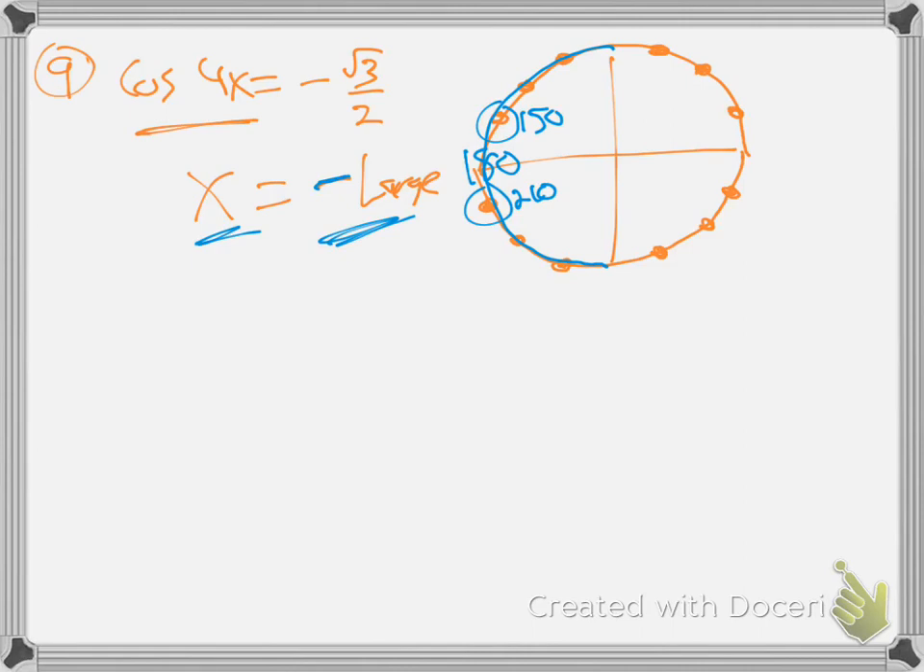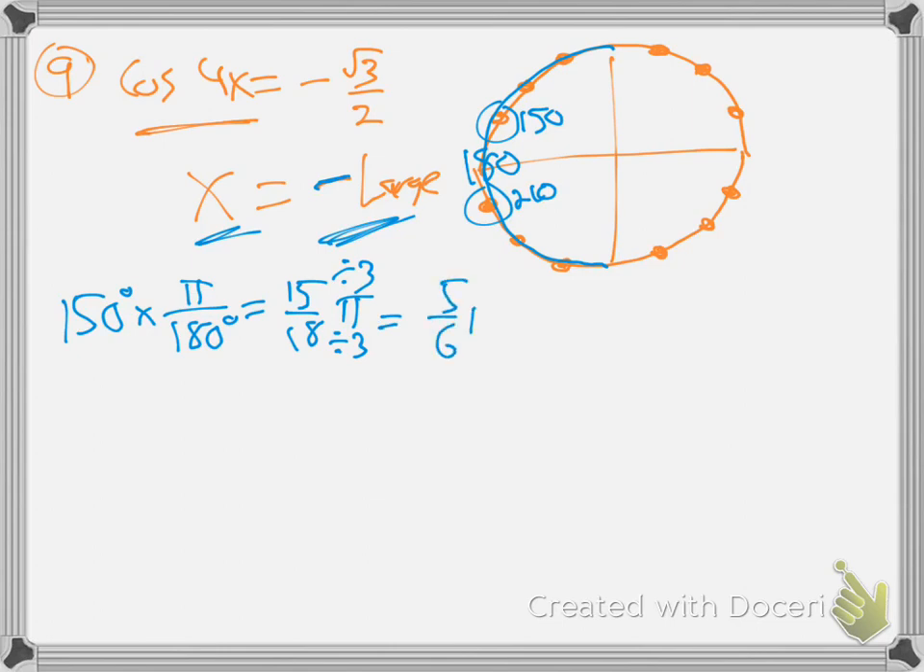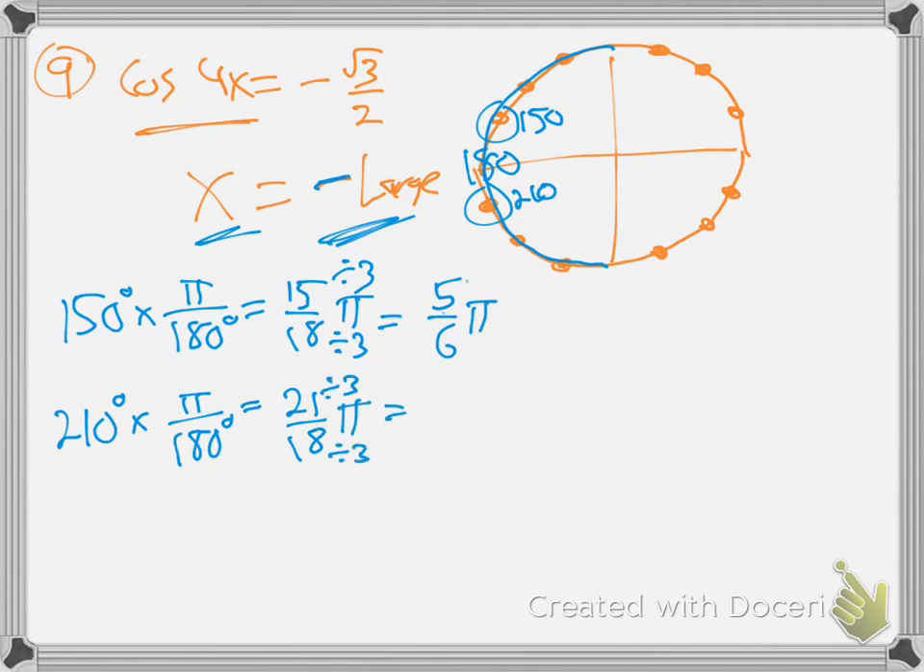So take the 150 and 210, turn them into radians. Pi over 180, 15/18 pi, divided by 3, 5/6 pi for that first one. And then the other one is 210, which is 21/18 pi, divided by 3, top and bottom, 7/6 pi. We good? So we got those two answers. Good so far. And now, because they gave me 4x.